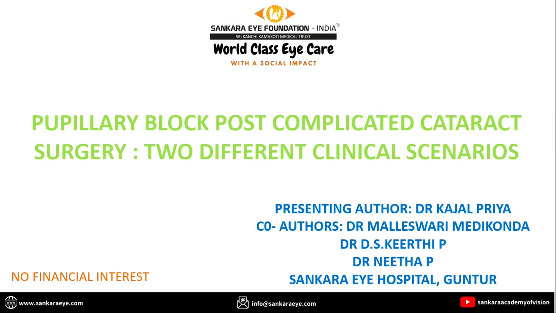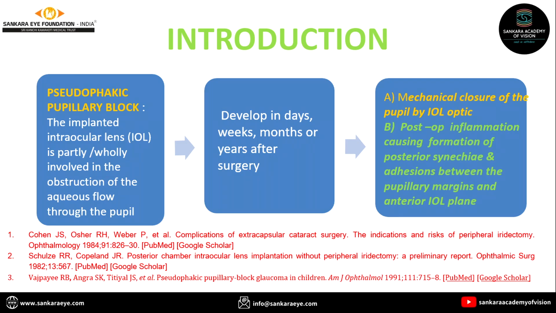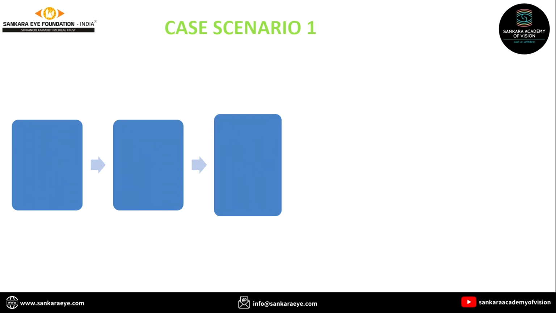Now I'm going to present my topic: pupillary block post-complicated cataract surgery, two different clinical scenarios. Pseudophakic pupillary block: the implanted intraocular lens is partially or wholly involved in the obstruction of the aqueous flow through the pupil. It develops in the days, weeks, months, or years after surgery. It may be due to the mechanical closure of the pupil by the IOL optic, or post-op inflammation causing the formation of posterior synechiae and adhesion between the pupillary margin and anterior IOL plane.